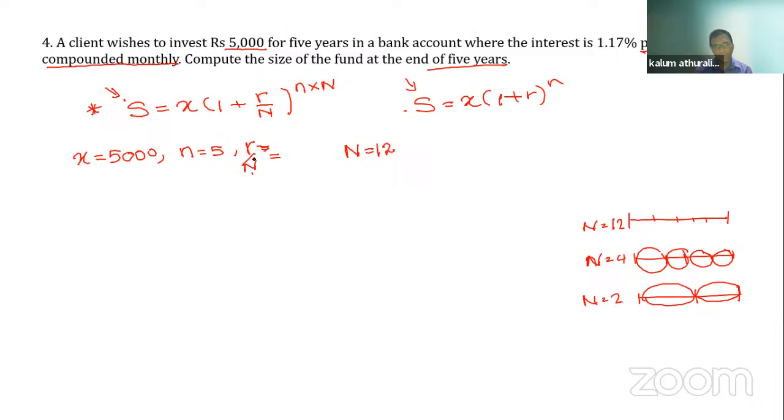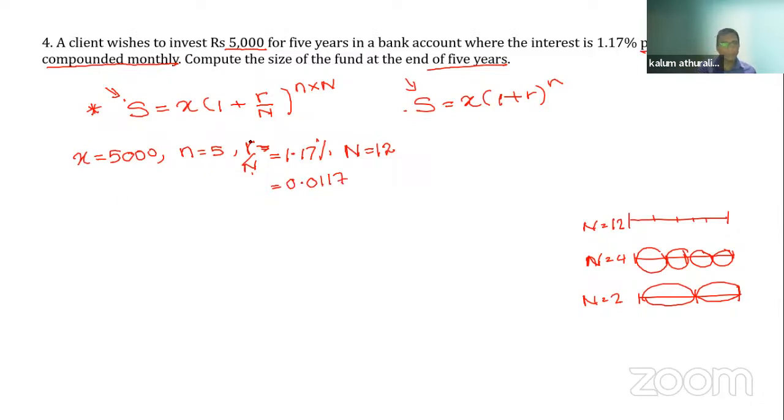R should be the annual interest rate. Then you can find the monthly interest rate, and that value is given: 1.17%. Now you can get the decimal value of this, which is easier for your calculations. How to get the decimal value? This value divided by 100. 1.17 divided by 100 is 0.0117.